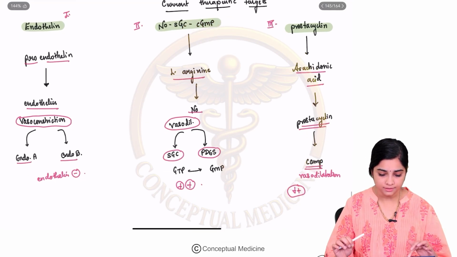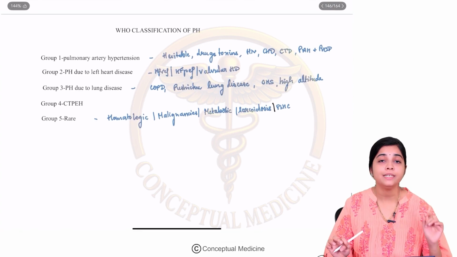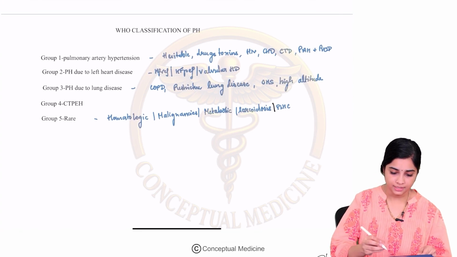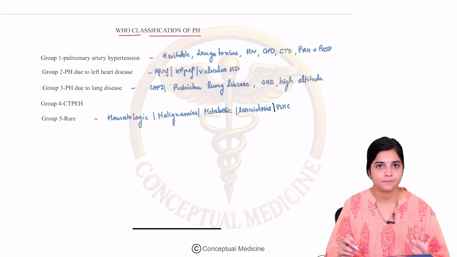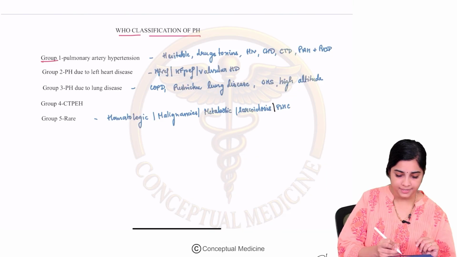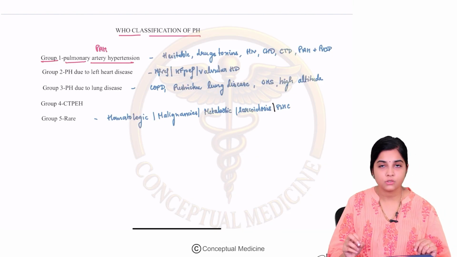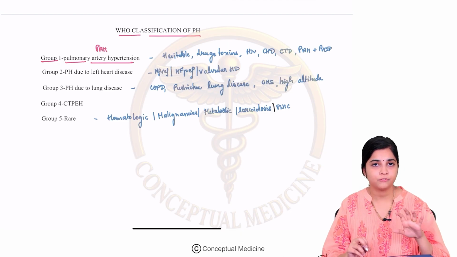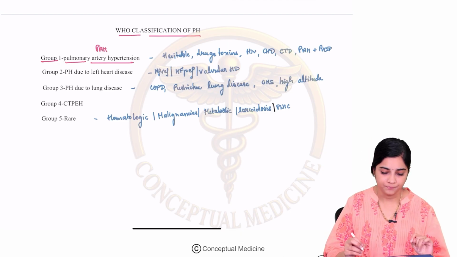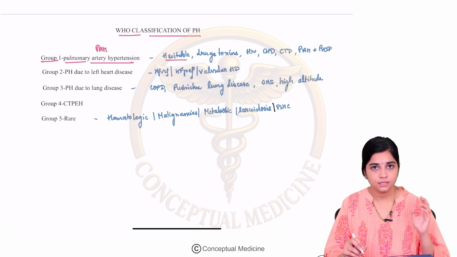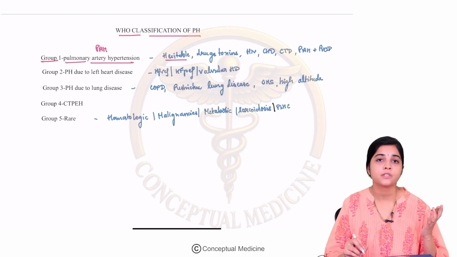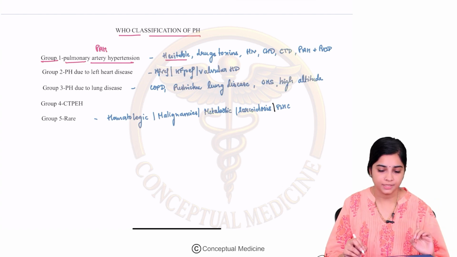Alright, clear till here. Now let us move on to the WHO classification of pulmonary hypertension. We have 5 groups. Group 1 is pulmonary artery hypertension or PAH. What are the group of disorders which come under group 1? This includes heritable causes. We had seen a lot of genetic factors in the development of PAH. So all forms of heritable or idiopathic or genetic cause of PAH is group 1 PAH.